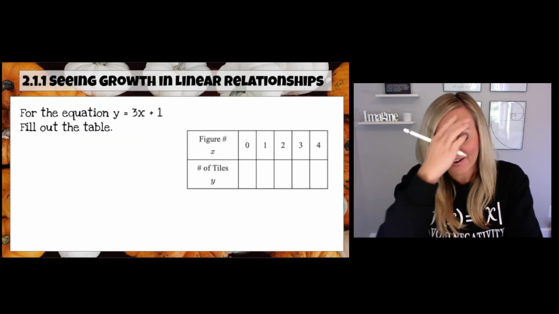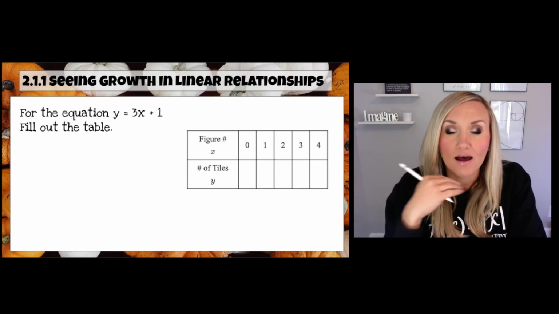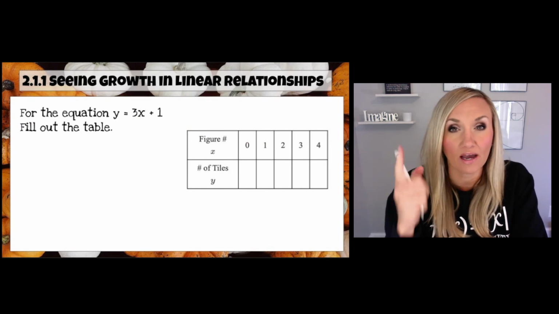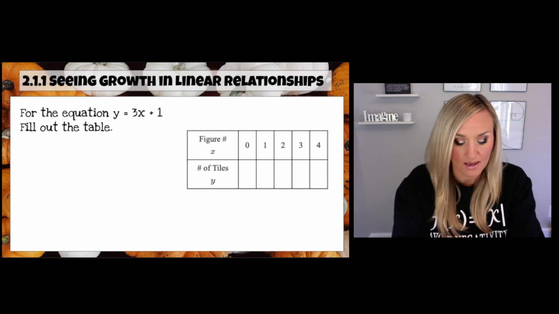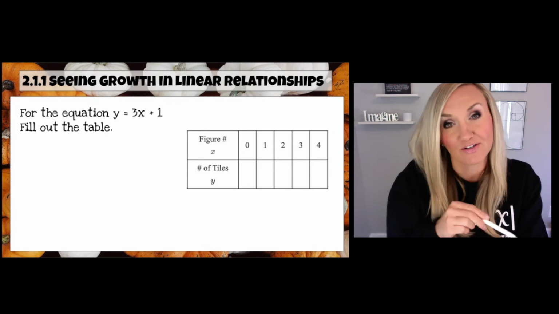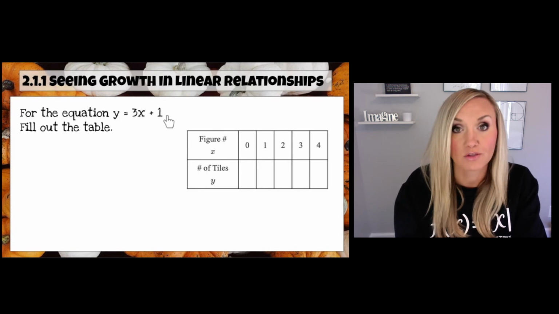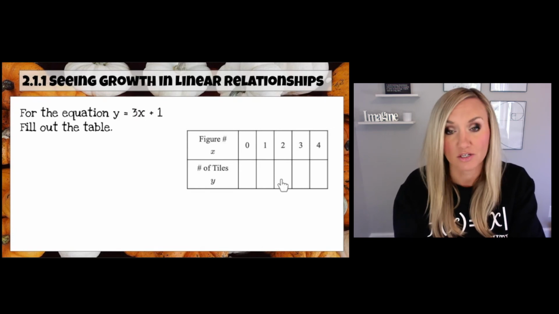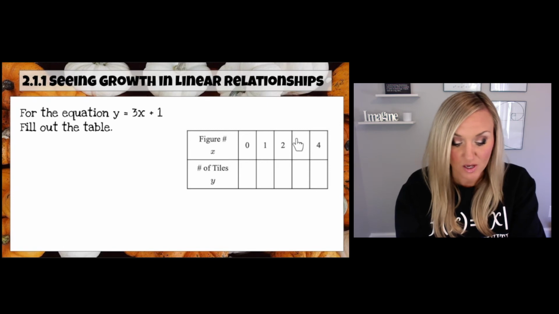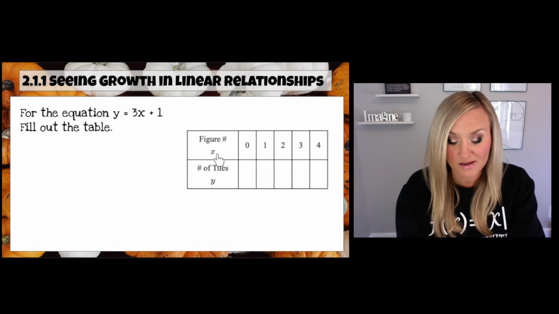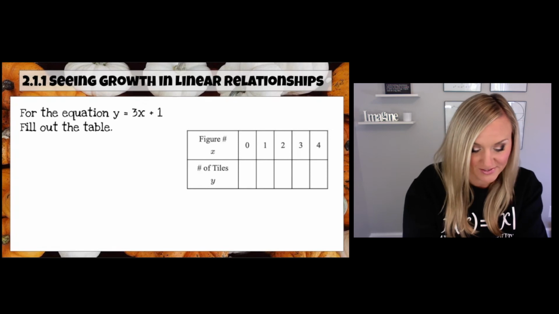Okay, so let's change it up a little bit. How about we go backwards? How about I give you the equation and you fill out the table instead of filling out the table and then the equation. So take a look. We have y equals 3x plus 1. That is the equation that goes with this table. So we're going to fill out this table. Well, since this says x, couldn't I take what x is, plug it in, and get y? Sure I can. So let's do it.